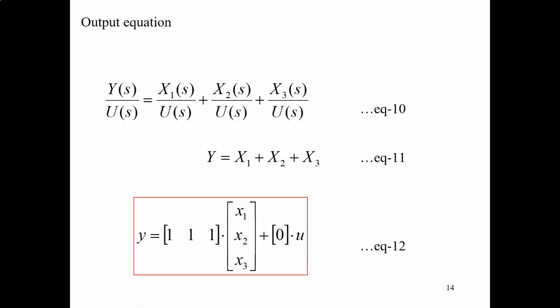See, the output equations are not difficult because we assume that y equals x1 plus x2 plus x3. So just 3 ones in the C matrix. And in that equation, y is not affected by u, therefore the D matrix is 0. Okay, so it will be 1 times x1 plus 1 times x2 plus 1 times x3. That's equation number 3.